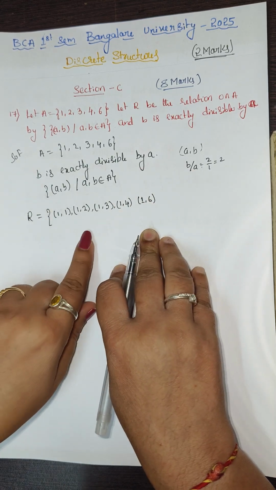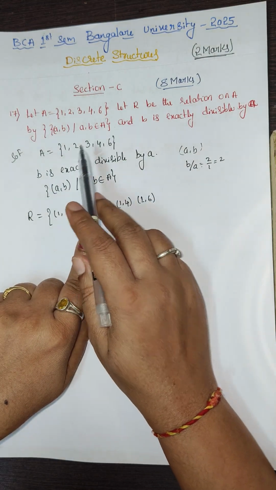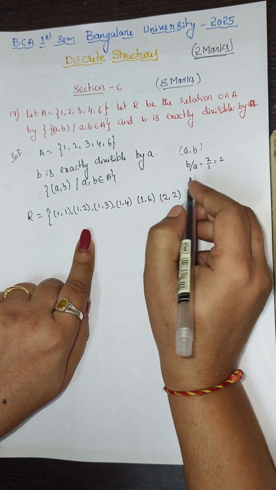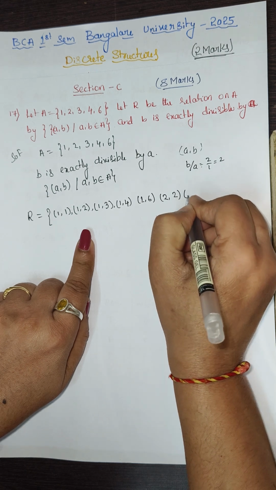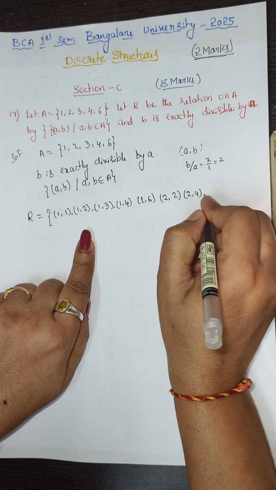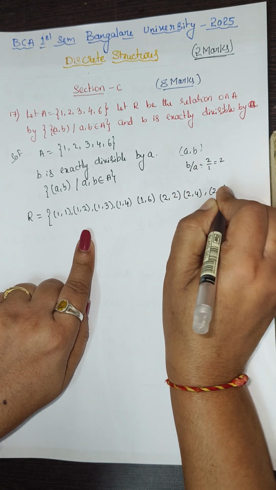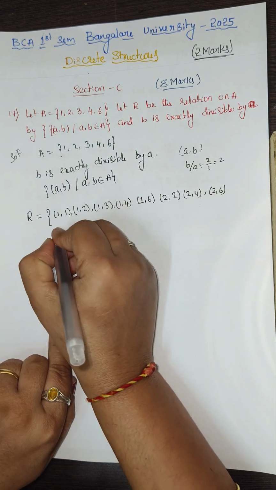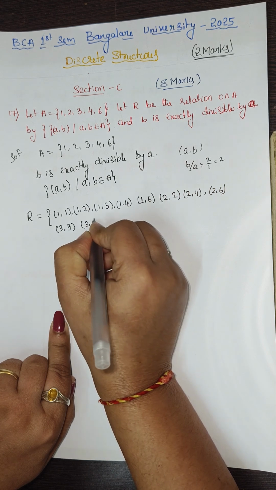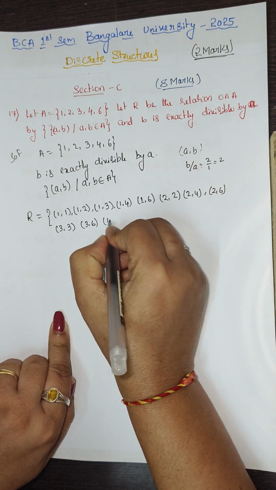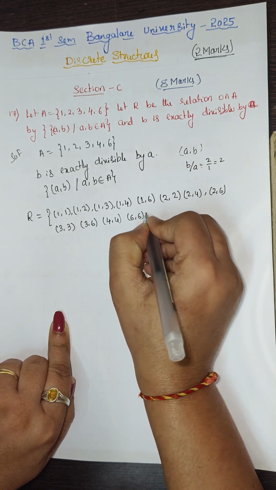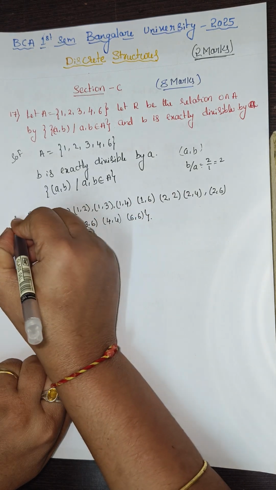Now we will check with 2. (2, 1): no, it would become 1 by 2, it won't come. Next (2, 2): 2 by 2 is 1, yes. (2, 3): no. (2, 4): 4 by 2 is 2, yes. 4 by 2 is what? It is 2. So (2, 6) also comes. Next we start with 3. (3, 3) will come and next (3, 6) will come. Next (4, 4) and (6, 6). Okay, this is the relation we wrote in roster form.